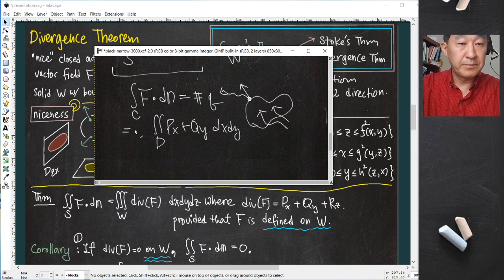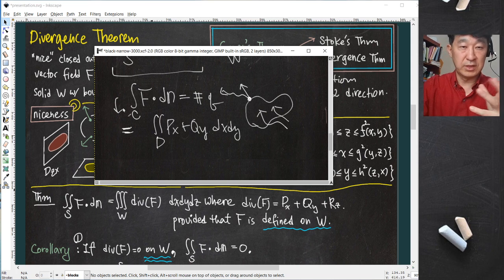So I'll do that calculation, but it's very similar to this one. And I don't know what to call this one. This should be the divergence theorem. Again, 2D version.